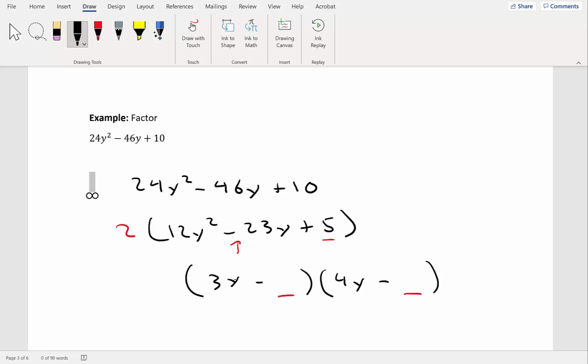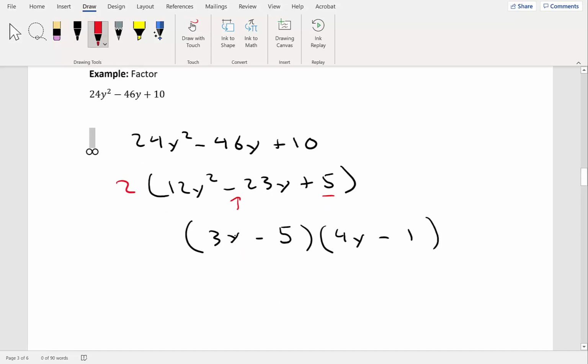And now let's go ahead and try out a combination. So 2 numbers that multiply to give us 5: negative 5 and negative 1. And let's see if this gives us the right middle term that we're looking for. Multiply the inside, you get negative 20y. Multiply the outside, you get negative 3y. If I combine them, perfect, I get negative 23y. So this time we got lucky, we kind of got it on our first try.